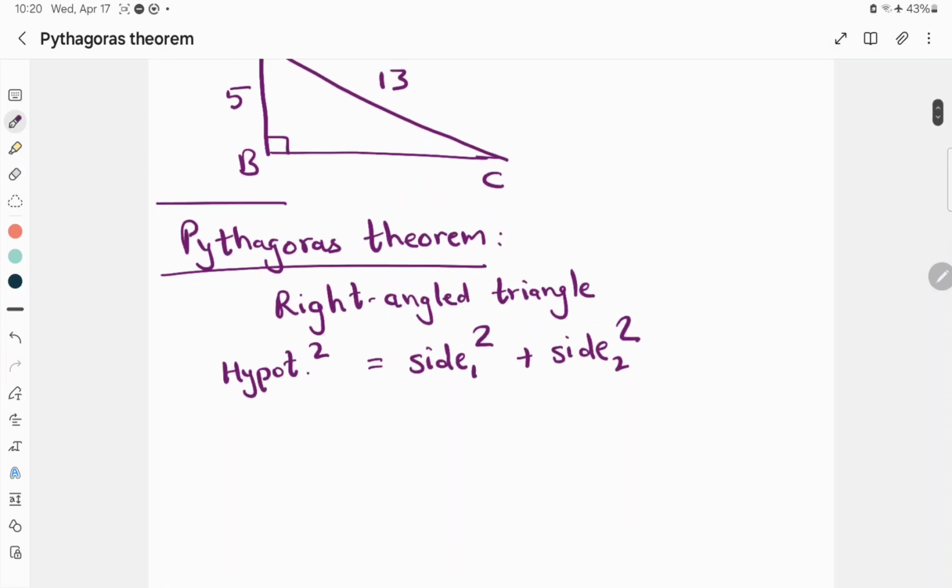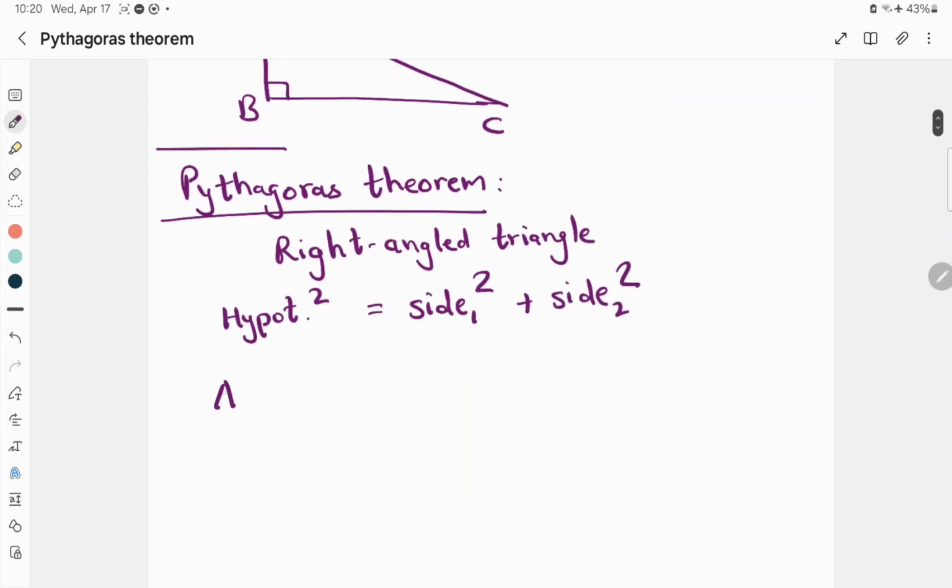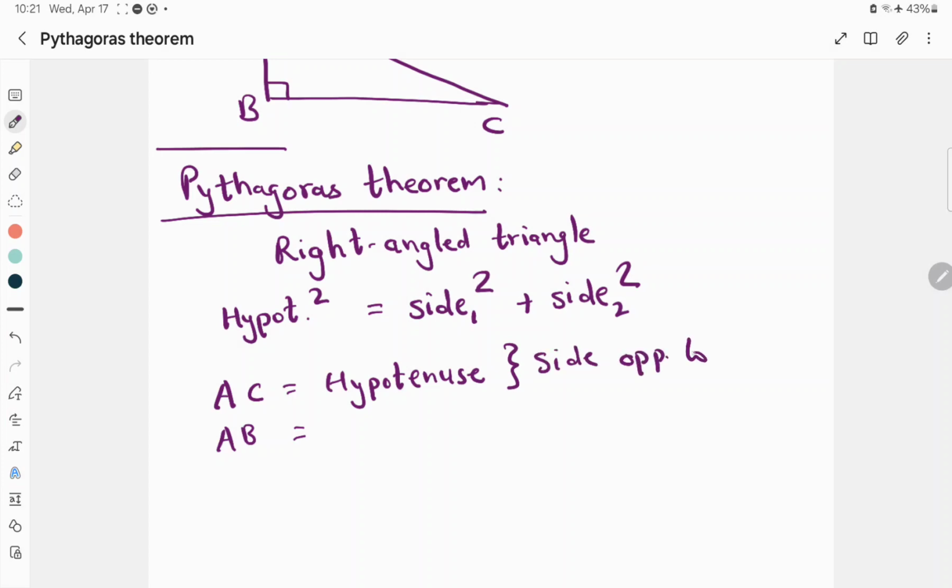So here in our example, AC is the hypotenuse. AB, any one of them is side 1. So hypotenuse is the side opposite to the right angle. AB is, let's say, side 1, and BC is side 2.